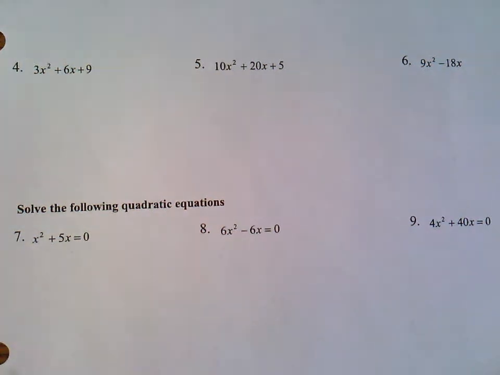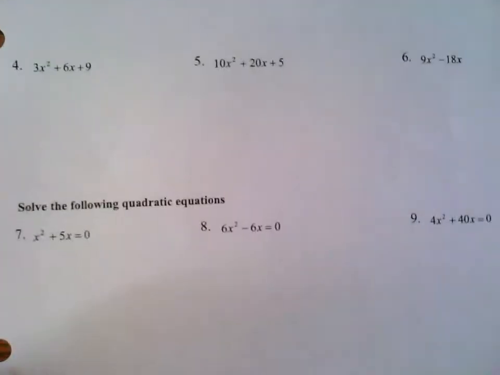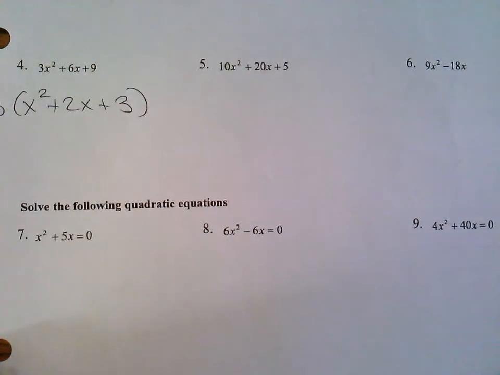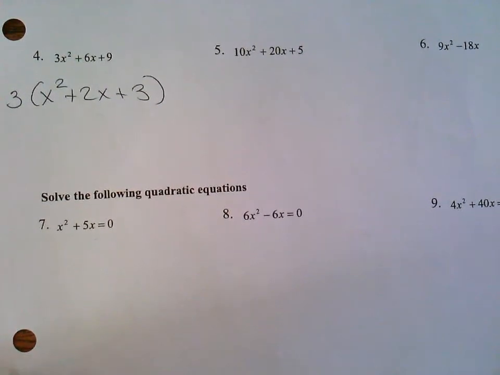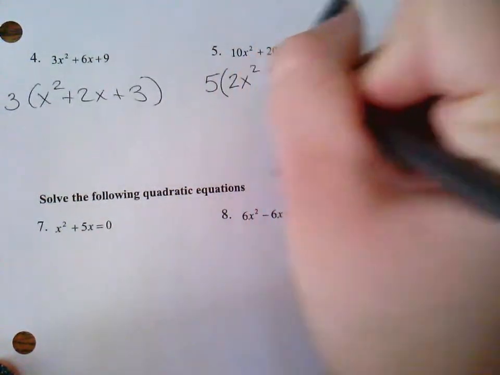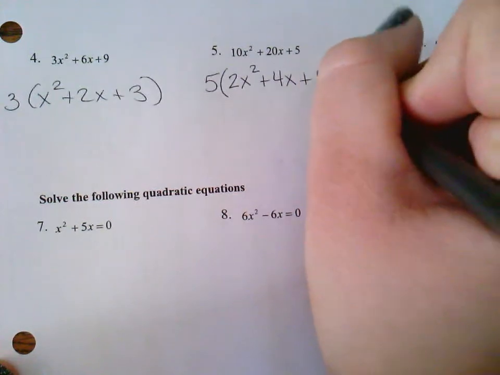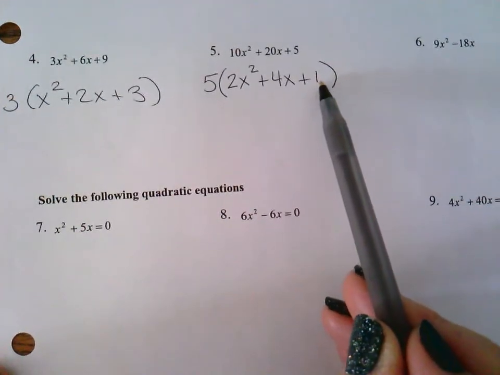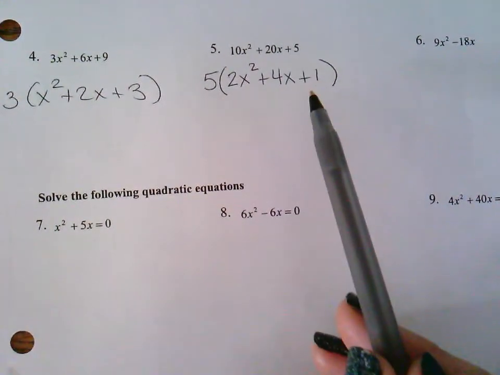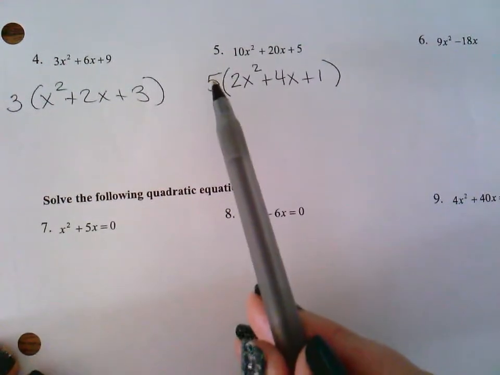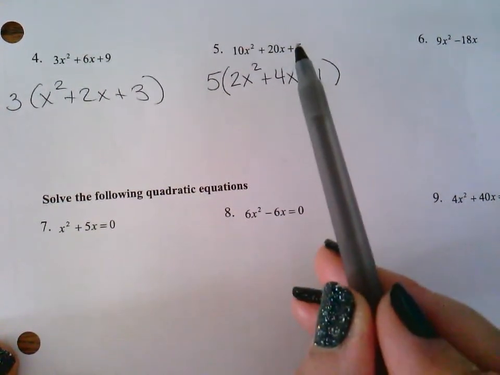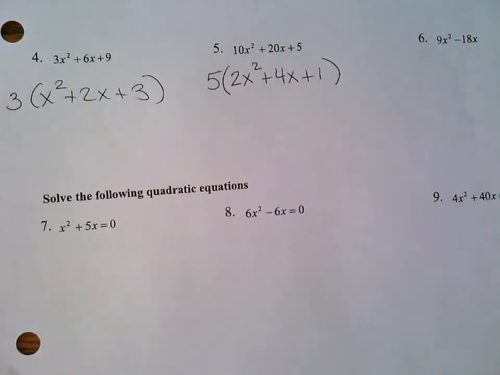All right, so this first one you took out a 3, right? So you'd have 3 times x squared plus 2x plus 3. Good on that one? Number 5, you took out 5. So 5 times 2x squared plus 4x plus 1. Can everyone make sure that they put a 1 there? Because it's not just that it's gone away. When you actually divide 5 by 5, you have to have that 1 there as a placeholder. See how when I distribute it back out, I get 10x squared plus 20x. I have to have the 1 there to get my 5 back. So it's not just that it's gone. You have to represent it with a 1.